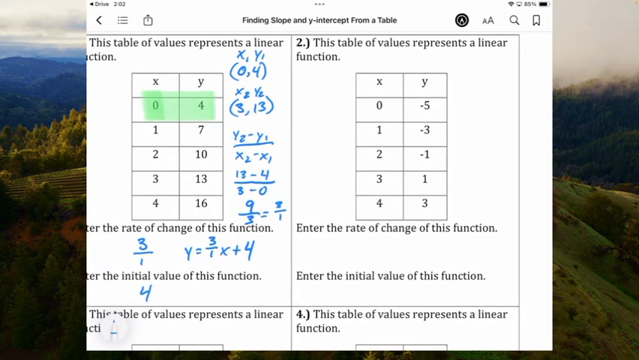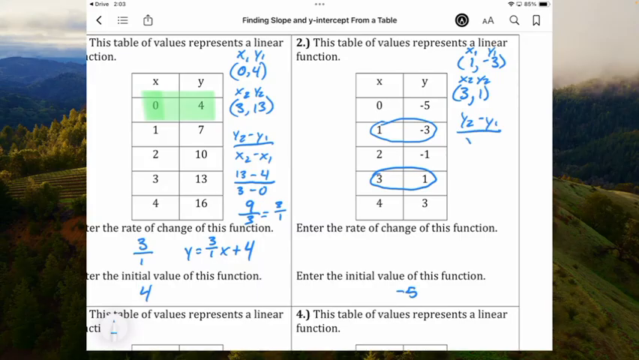Moving on, we see that 0 is paired with negative 5 over there, so our initial value, or y-intercept, is negative 5. And the rate of change, I will choose 1 and negative 3, and 3 and 1. Again, if you choose different points than I do, you should get the same exact answer. So x1, y1, x2, y2. y2 minus y1 over x2 minus x1. Do the template.